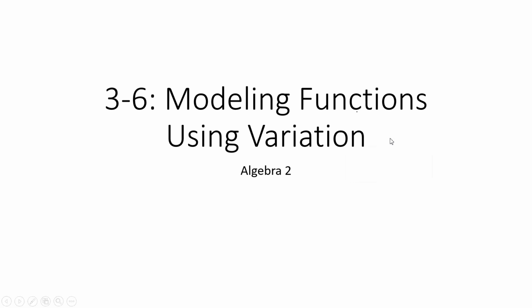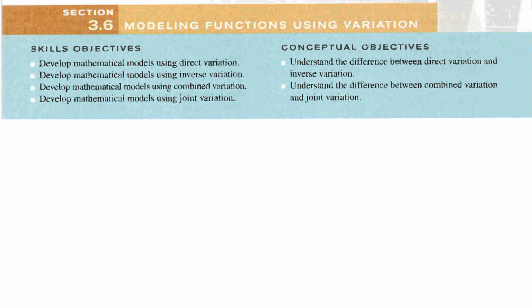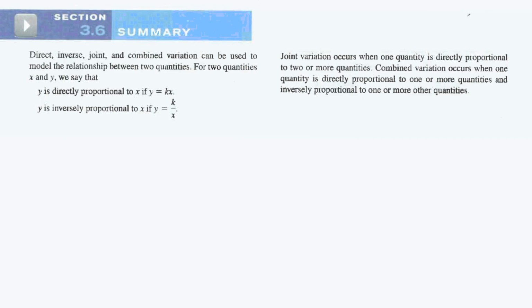All right, let's get started with 3.6, modeling functions using variation, the last section of chapter 3. So there are 4 types of variation that we're going to focus on today, and the big 2 are direct and inverse variation. Combined and joint variation we'll touch on as well. All right, so there's 2 big formulas you need. Direct variation, you have a formula here, y equals kx, and inverse variation, y equals k over x.